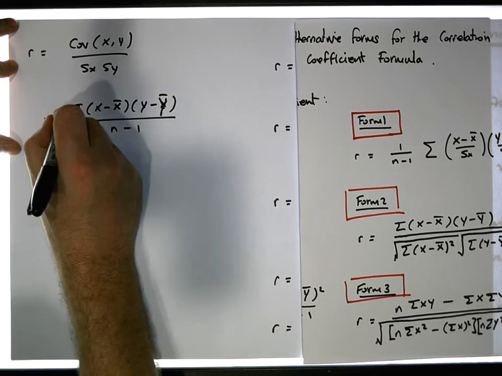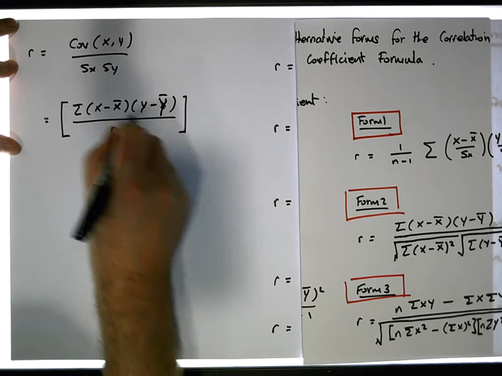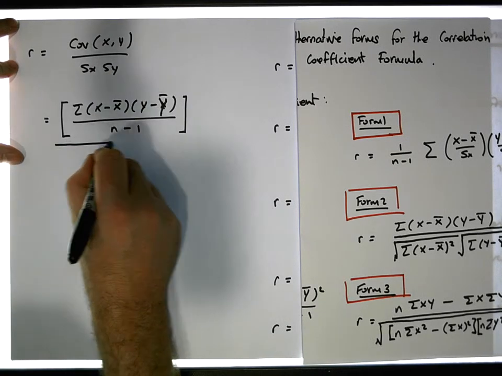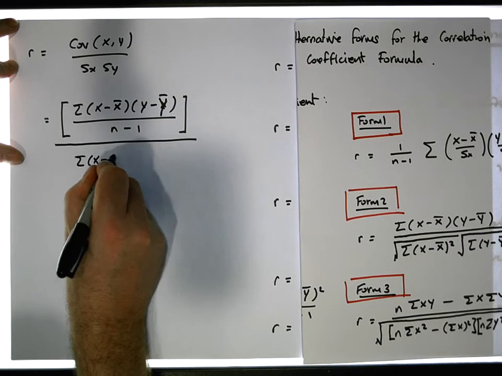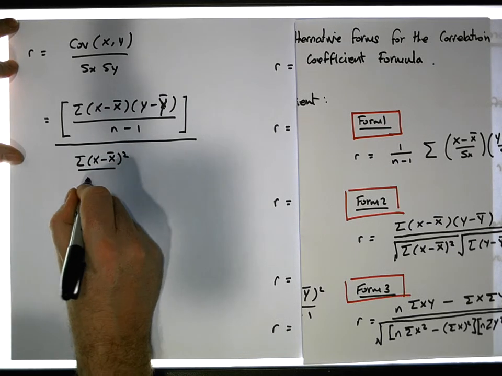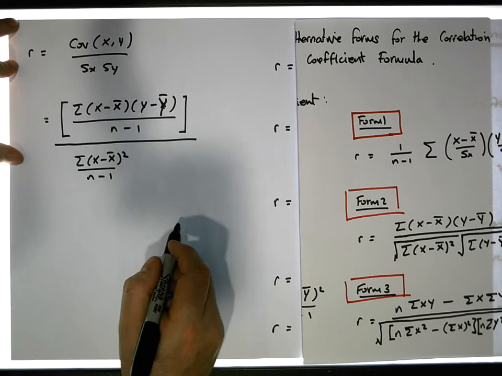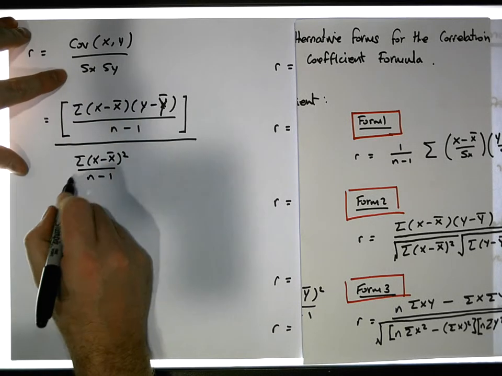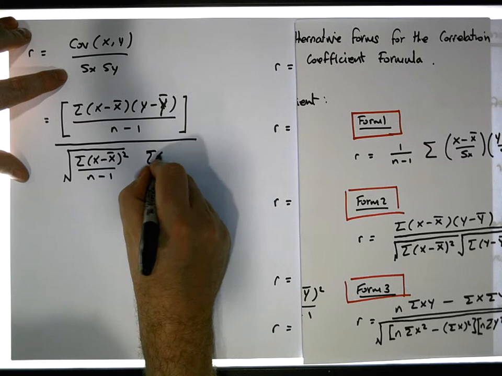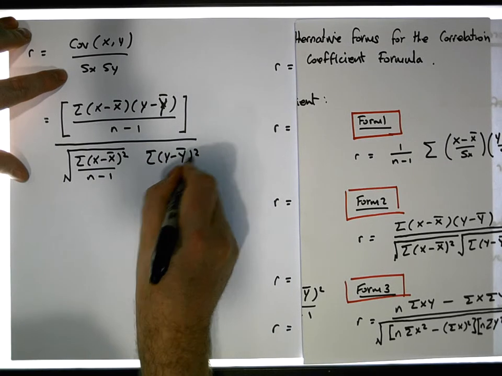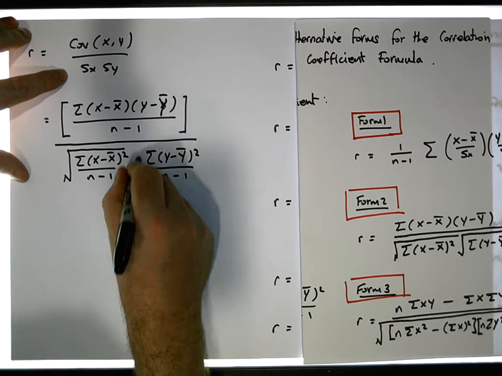That's once again the numerator. And the denominator: S of x is the sum of the x's minus the x bar squareds over n minus 1, and since it's the standard deviation, it's the square root of that. Times the sum of the y's minus the y bars squared over n minus 1. Once again, it's the square root of that.